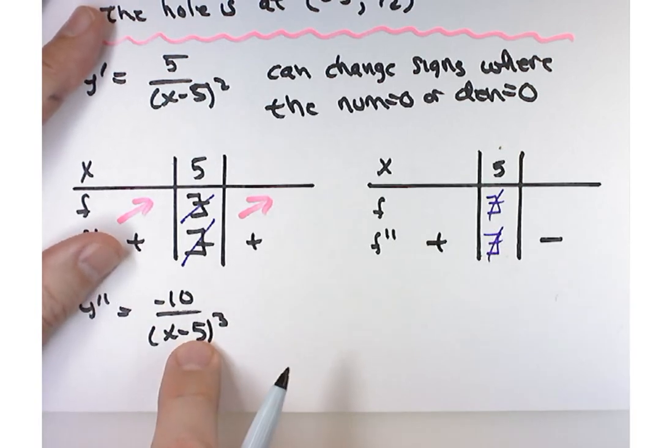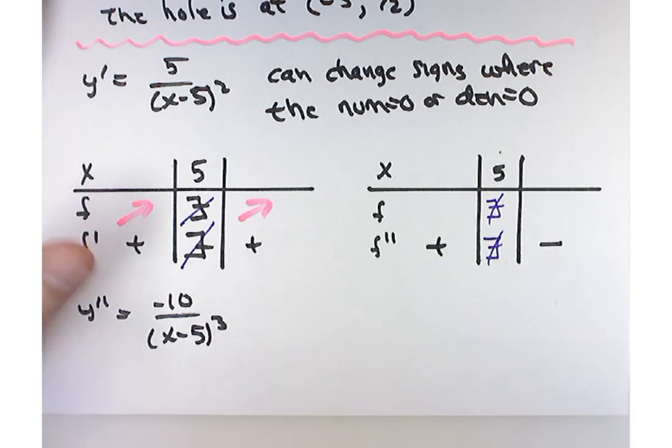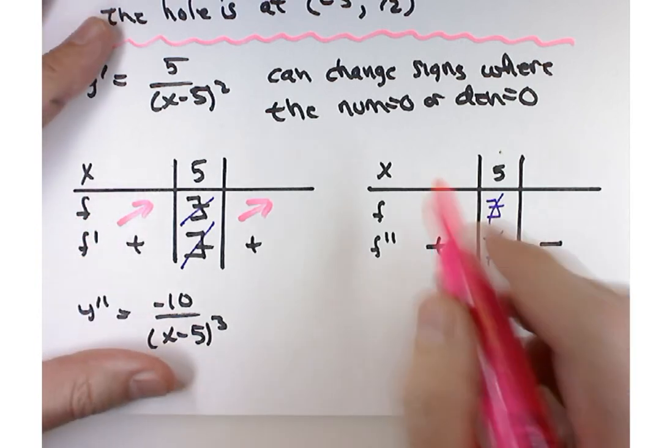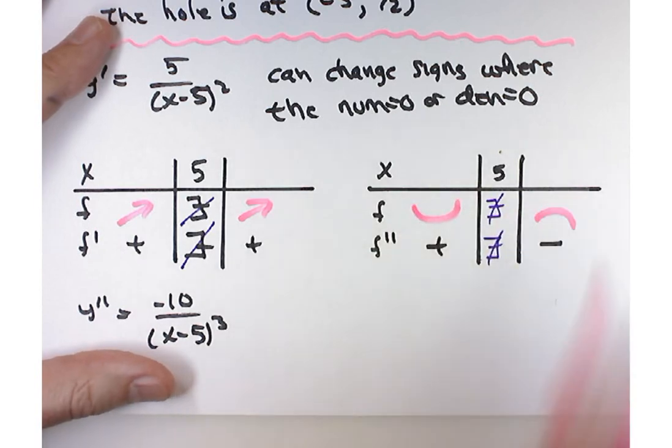You can just test points in this function if you put it in your calculator. But that's telling me a little bit more about my function. That is, the function has to be concave up and then concave down.